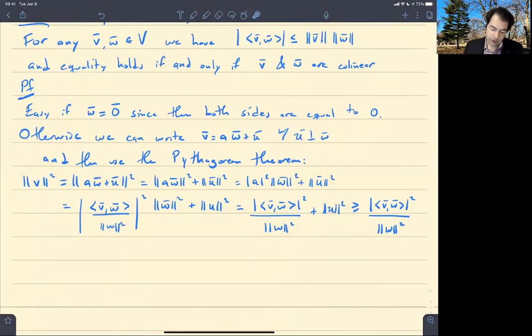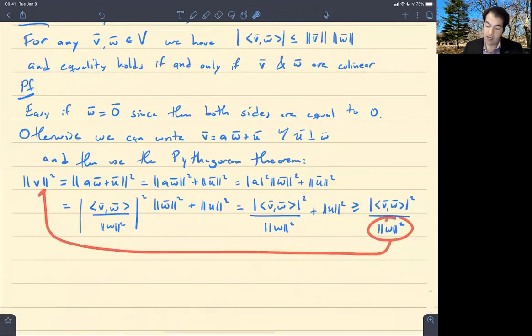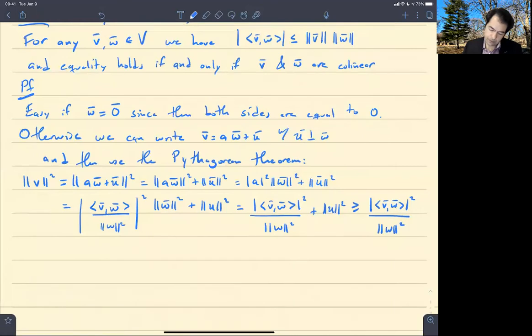Okay, so notice I start with the norm of V squared, and I end up bounding that below by this quotient. So if I move this multiplying the opposite side, I end up with norm of V squared times norm of W squared is greater than or equal to the modulus of the inner product of V with W squared, right? And that's exactly what I wanted to show by taking square roots of both sides. And it's okay to take square root of both sides of the inequality, because they are non-negative numbers that are being squared. So then the square root will preserve the inequality.